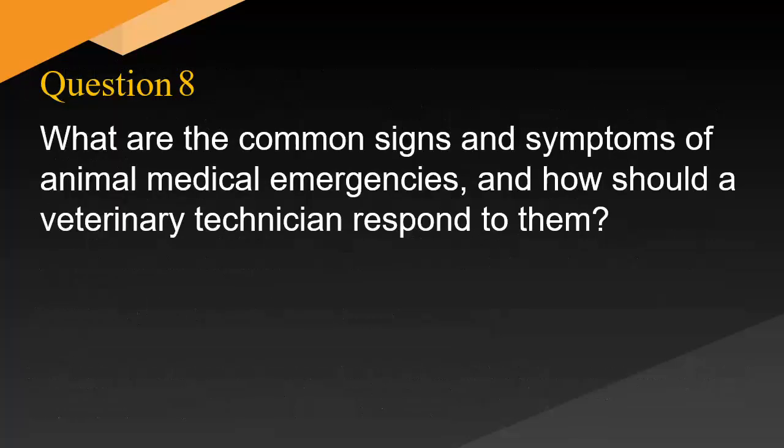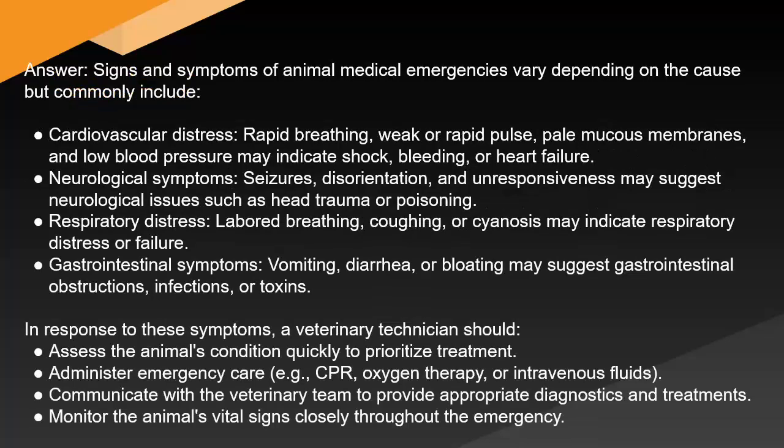What are the common signs and symptoms of animal medical emergencies, and how should a veterinary technician respond to them? Answer: Signs and symptoms of animal medical emergencies vary depending on the cause, but commonly include cardiovascular distress: rapid breathing, weak or rapid pulse, pale mucous membranes, and low blood pressure may indicate shock, bleeding, or heart failure. Neurological symptoms: seizures, disorientation, and unresponsiveness may suggest neurological issues such as head trauma or poisoning.